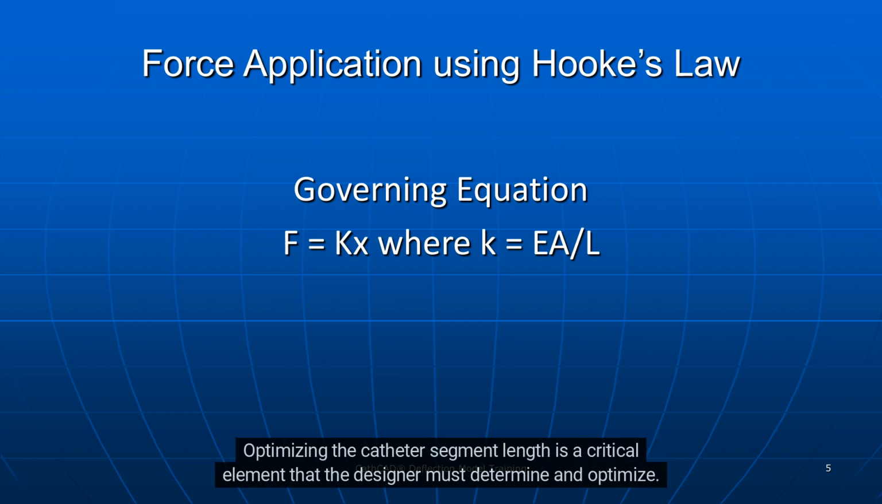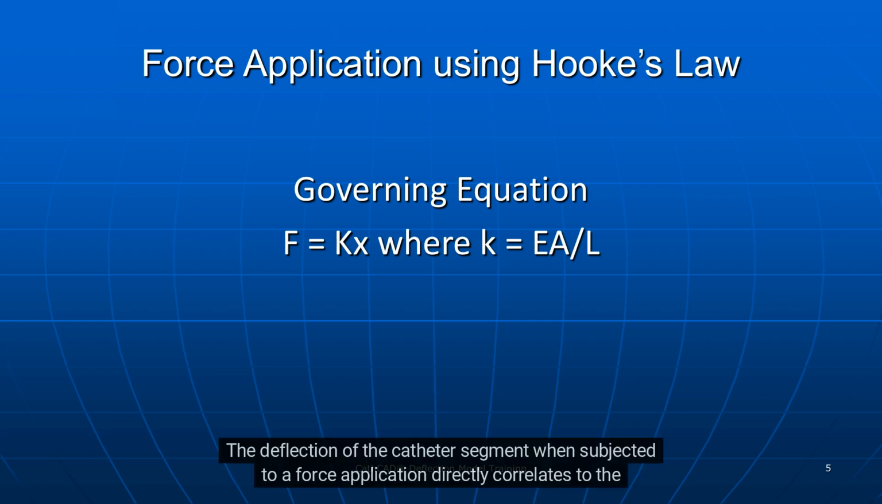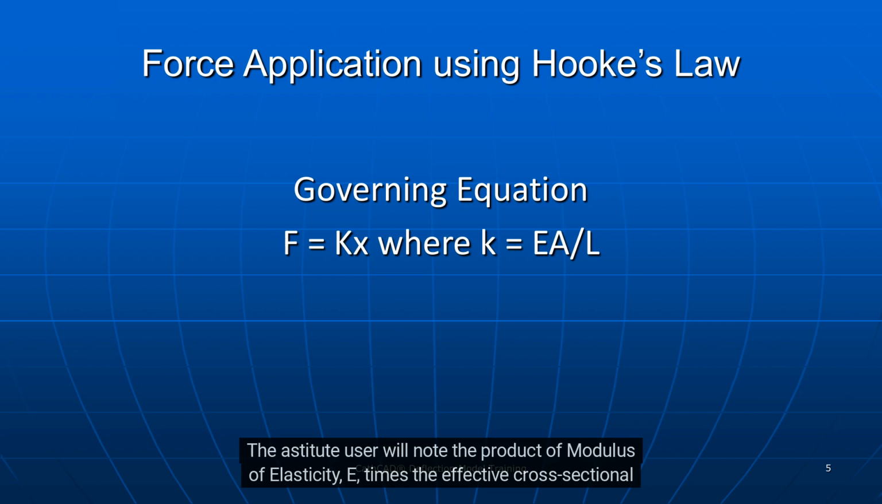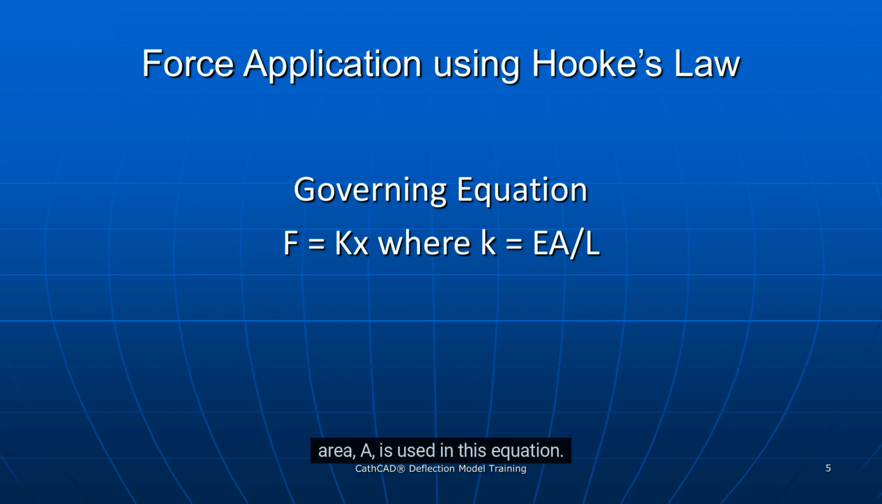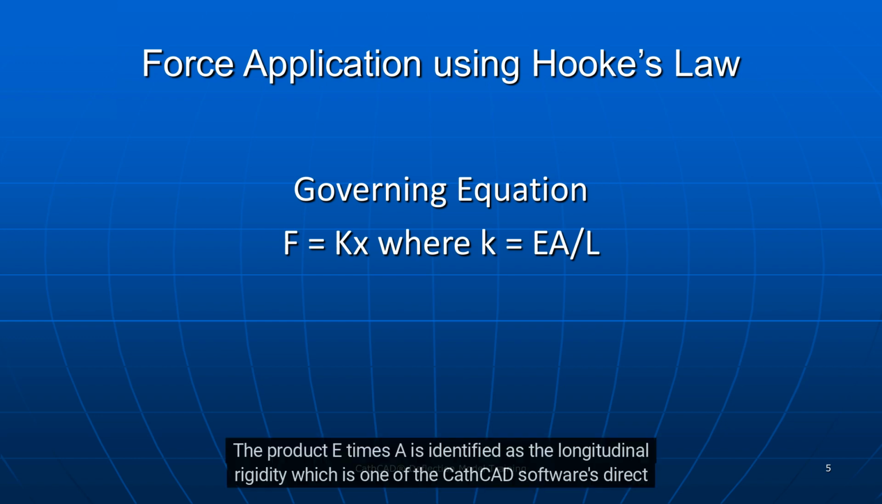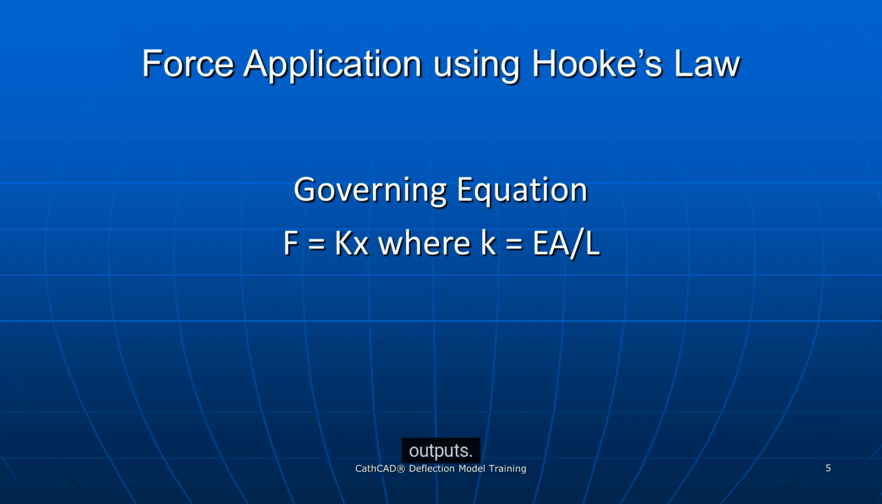Optimizing the catheter segment length is a critical element that the designer must determine and optimize. The deflection of the catheter segment, when subjected to a force application, directly correlates to the resulting deflection. The astute user will note the product of modulus of elasticity, E, times the effective cross-sectional area, A, is used in this equation. The product E times A is identified as the longitudinal rigidity, which is one of the CathCAD software's direct outputs.